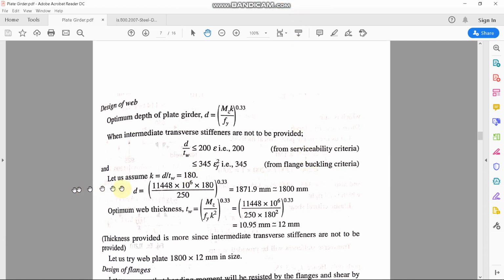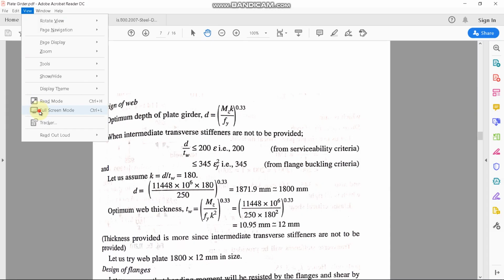So using all these things, here you have to assume k. This k should be taken around 180, and they have taken that only. Assume k as 180, and then finally find out the optimum depth of the plate girder as given here. All right. Let me go to full screen.